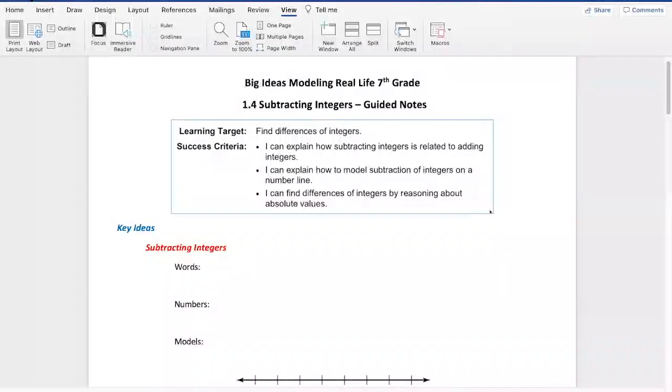Okay, today we are going to talk about subtracting integers. Yesterday we were adding them, and now we're just going to talk about what happens when we are subtracting. By the end of today, we should be able to explain how to subtract integers, how it's related to adding integers. You can explain how to model the subtraction of an integer on a number line. Go back to those number lines again. And then also how we can find the differences of integers by reasoning about absolute value.